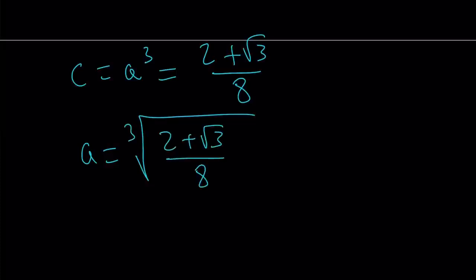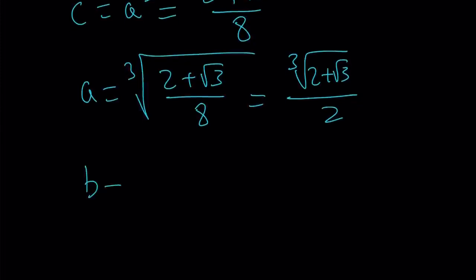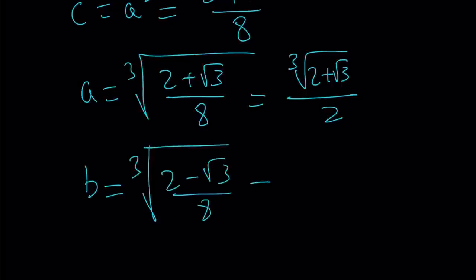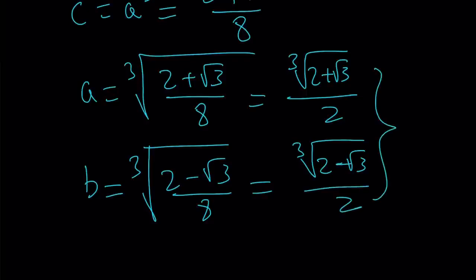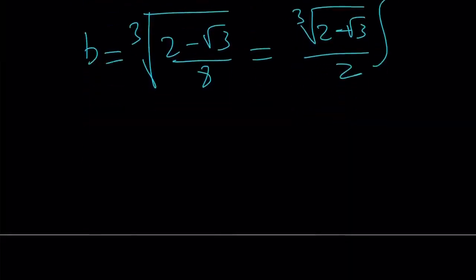Now remember, that's a cube root, so I can basically simplify this as the cube root of (2 plus root 3) all over 2. Awesome. And b is going to be similarly, because c is also equal to b cubed, and b is just going to be the other root cube rooted, so that's this one, and from here b becomes the cube root of (2 minus root 3) over 2. Since x is equal to a plus b, now we can find our x value from here.